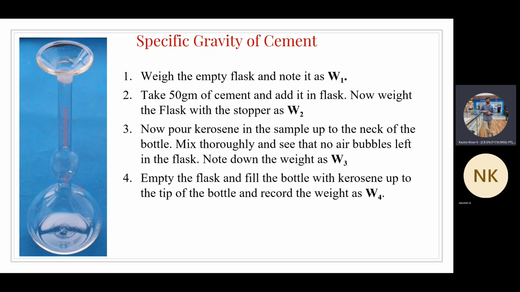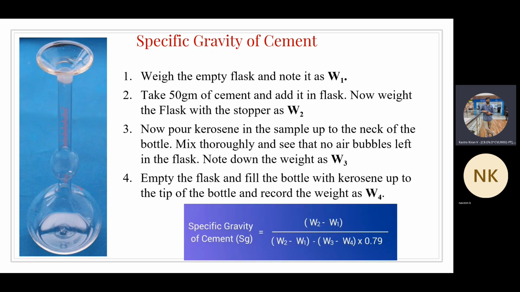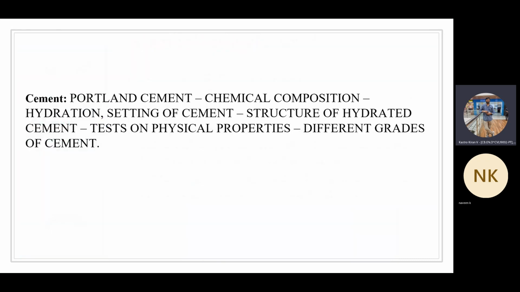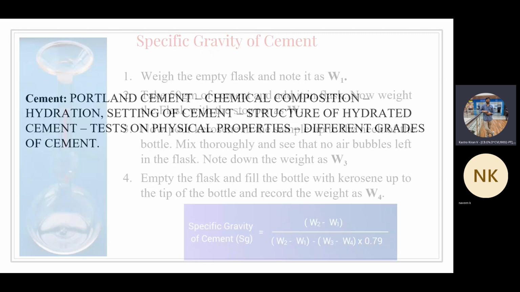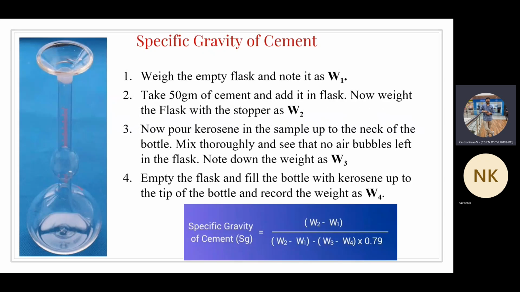By using these four weights, we have a formula where we substitute, and hence we get the specific gravity of cement. Usually, the specific gravity of cement lies between 3.12 to 3.15. Even if you get 3.11, it is fine.